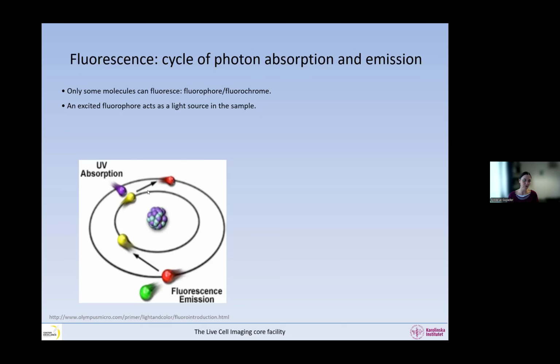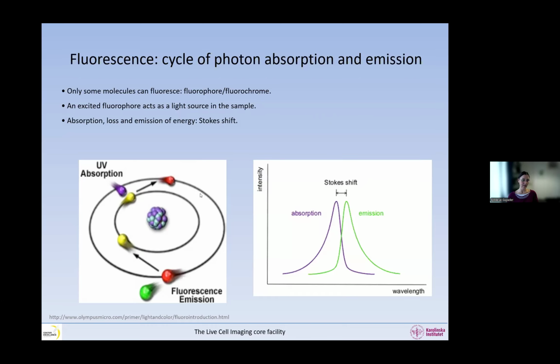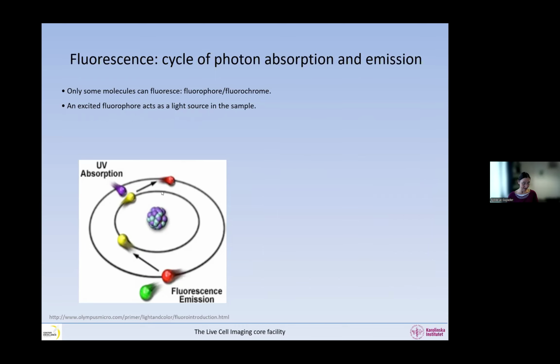We have electrons around the nucleus of the molecule, and a photon comes in from the excitation light. And you can see in here that this photon is in the UV, so it's color-coded in purple. And the electrons get excited and they go into a different state and they change their behavior. But there is a lot of vibration going on in the molecule. And so the molecule loses a lot of heat.